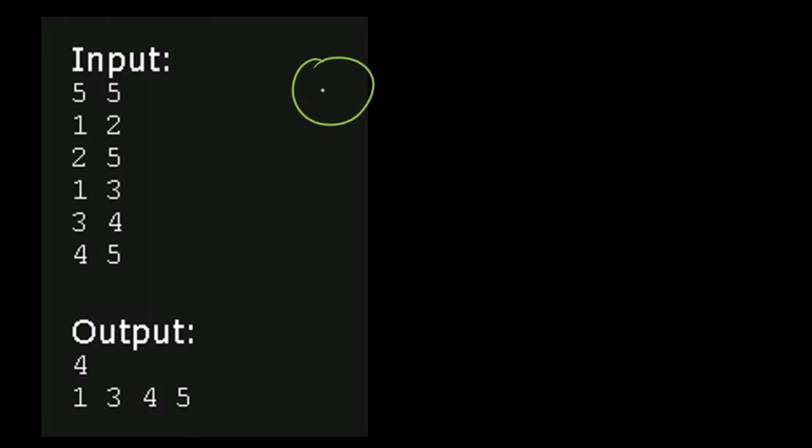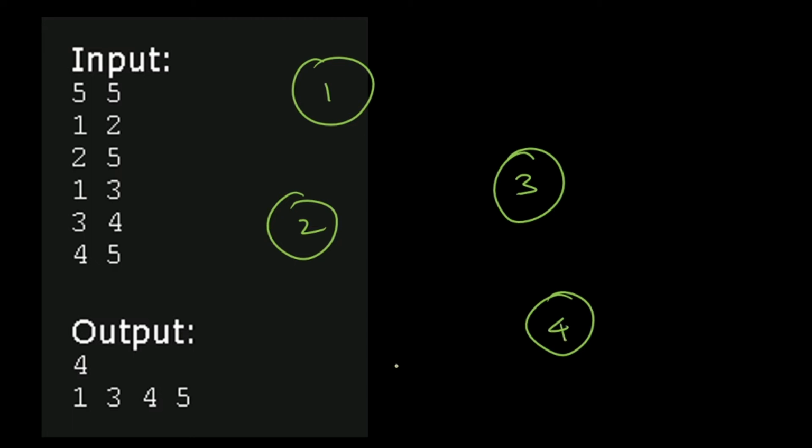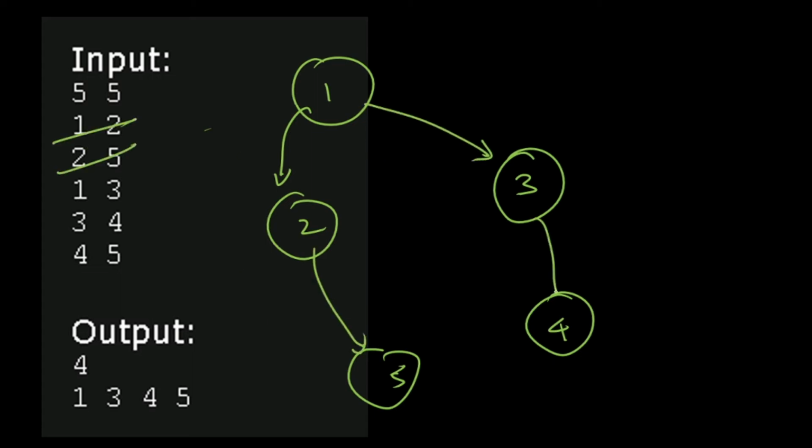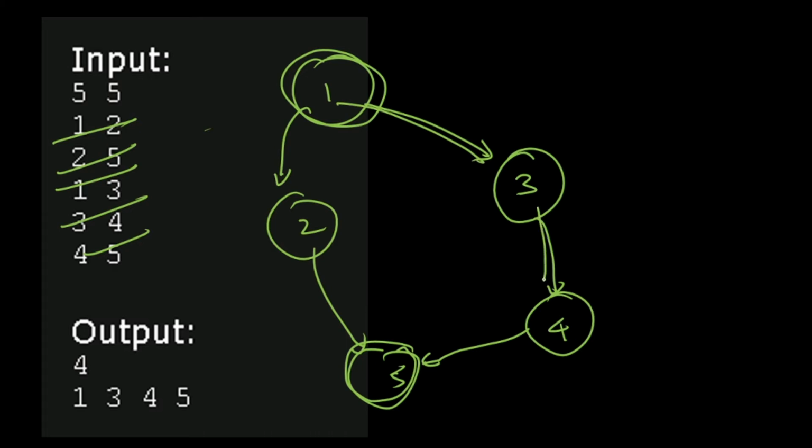Test case. There are 5 cities, 1, 2, 3, 4 and 5. From 1 to 2 there is a flight path. From 2 to 5 there is a flight path. From 1 to 3 there is a flight path. From 3 to 4 there is a flight path, and from 4 to 5 also there is a flight path. So the answer is we have to of course go from city number 1 to city number 5. The answer is we take this path 1 to 3, 3 to 4 and 4 to 5. That will help us cover 4 cities, and these are the 4 cities that are visited in the correct order.